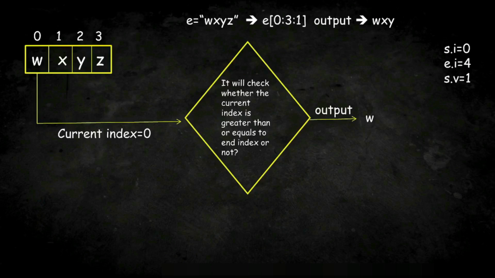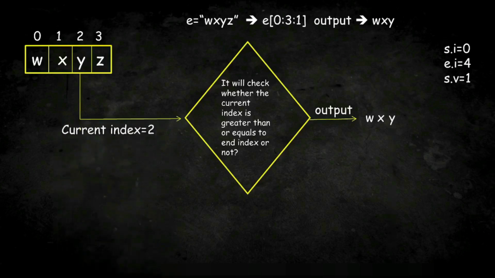Then it is going to check whether the value of the current index is greater than or equal to the value of the end index or not. Here the current index is less than the end index, so the character present at index 0 will go to the output. Now we have mentioned the step value as 1, so 1 will be added to the current index and it will become 1. Again it will check the condition, and here also the current index is less than the end index, so the character present at index 1 will go to the output.